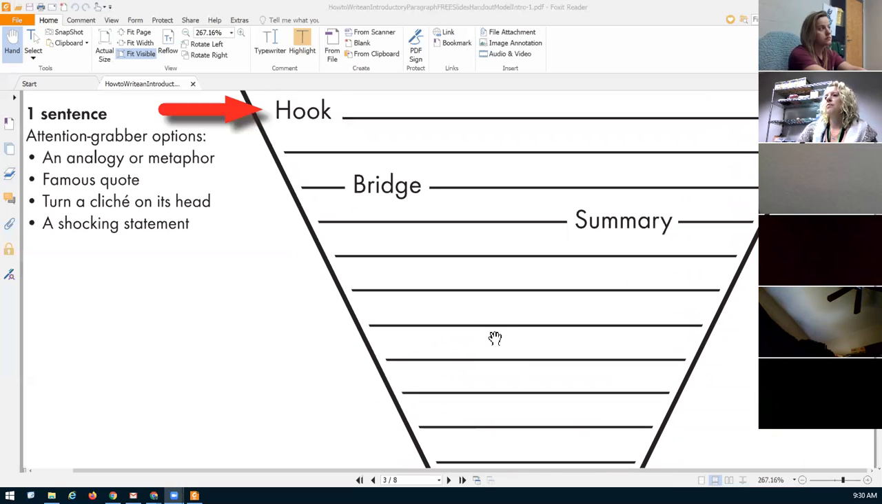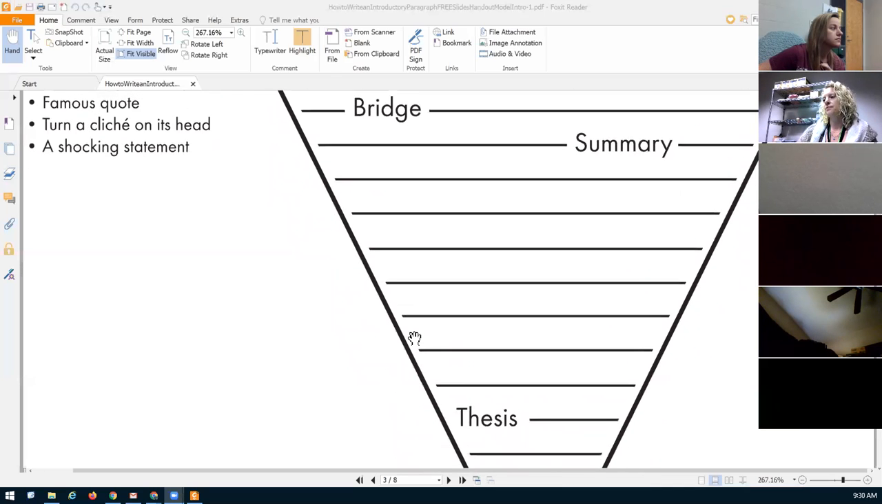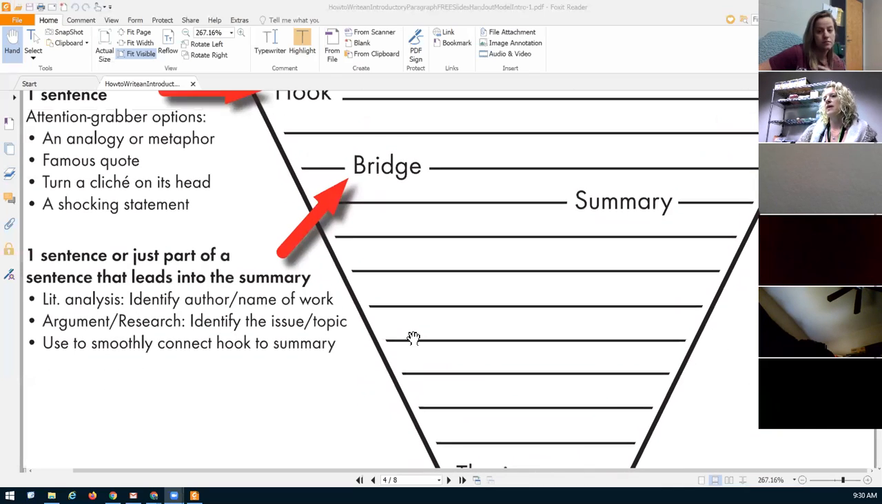So again, this is your attention grabber. So an analogy or metaphor, a famous quote, a cliche, or a shocking statement. And then your bridge is one sentence or just part of a sentence that leads to the summary. This is where, like, lit analysis identifies the author and name of work; an argument or research, which is what you all are doing, identifies the issue or the topic, and it's used to connect the hook to the summary.